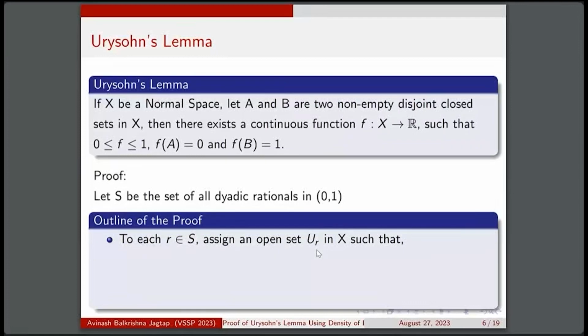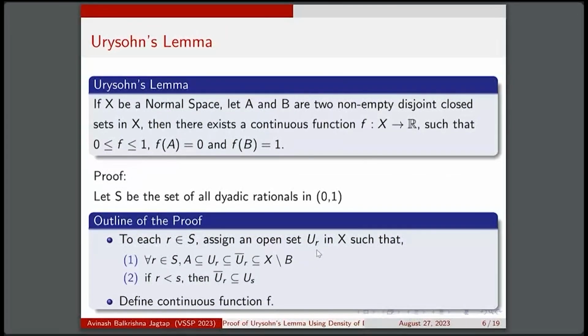So let's see the proof of this. Suppose S is the set of all the dyadic rationals in [0, 1]. So how will we prove Urysohn's lemma? To each dyadic rational r in S, we will assign some open set U_r in X such that for all r in S, A is a subset of U_r and U_r closure is a subset of B complement. And if r is less than s, then U_r closure will be a subset of U_s. After this, we will define the continuous map f.